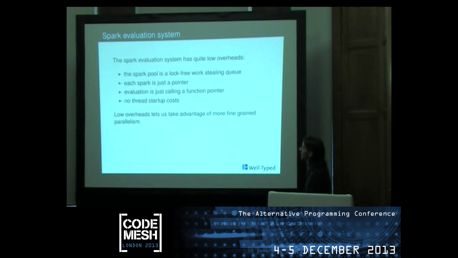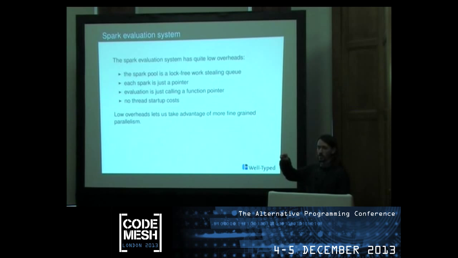Speaking of low overheads, the spark pool is a lock-free work-stealing queue. That's basically the de jure concurrent data structure for this sort of thing. It's about as fast as you can go. Each spark is actually just a pointer to these expressions, which is in fact just a function pointer. So evaluating is just calling through that function pointer.